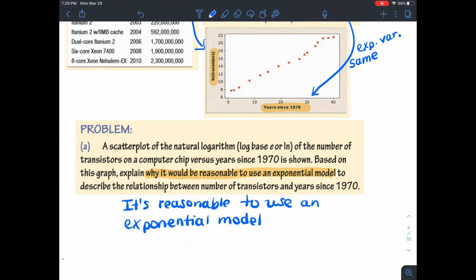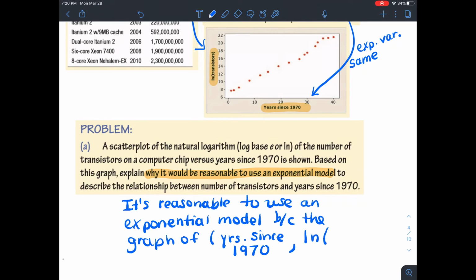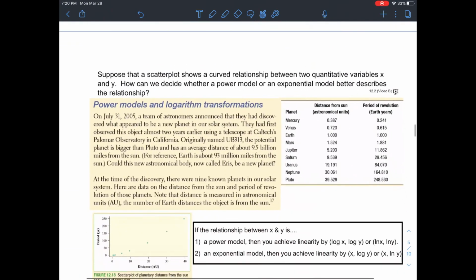Okay, it's reasonable to use that because the graph of, now I'm kind of citing here, this is what the transformed data is. My explanatory stayed the years since 1970. My response variable was the natural log of the number of transistors. That was my response variable. Has roughly a linear form. We don't have the residual plot to look at for this particular problem, but I can definitely conclude that that original data set was likely an exponential model because when we performed this particular transformation, it appeared roughly linear.